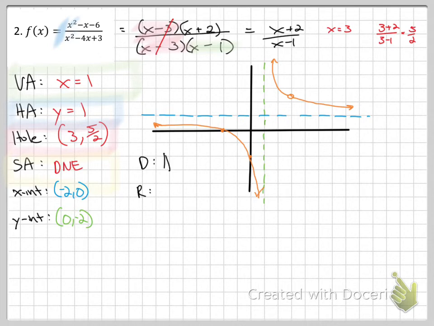Domain, all real numbers, x cannot equal 1 or the x value of the hole, 3. Range, all real numbers, y cannot equal 1 or the y value of the hole, that's what I was writing down. Okay. Last one, get a head start, see what you can do.